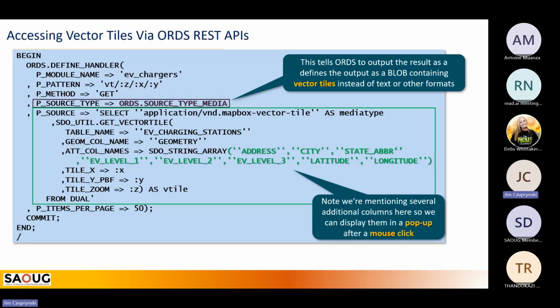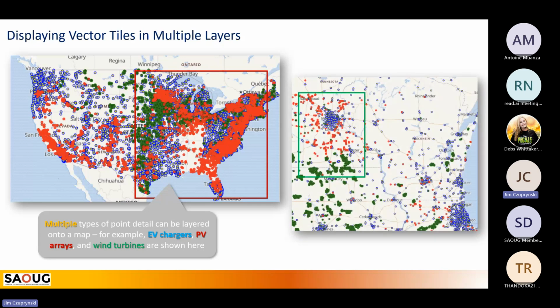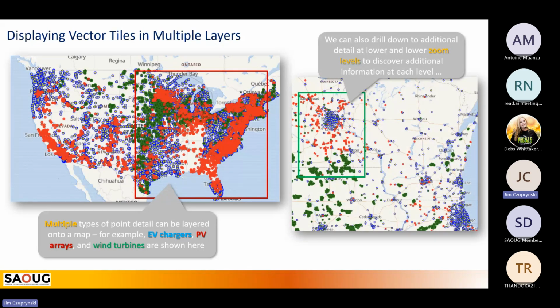So when I define this handler, then I'm able to display vector tiles in multiple layers. And remember, I just showed you I had vector tiles that had wind turbines, EV chargers, and also photovoltaics, right? PV arrays. We didn't actually look at those, the PVs, but they are there on the map. And as I drill deeper and deeper in, I can see more detail. And it displays uber quickly with vector tiles.